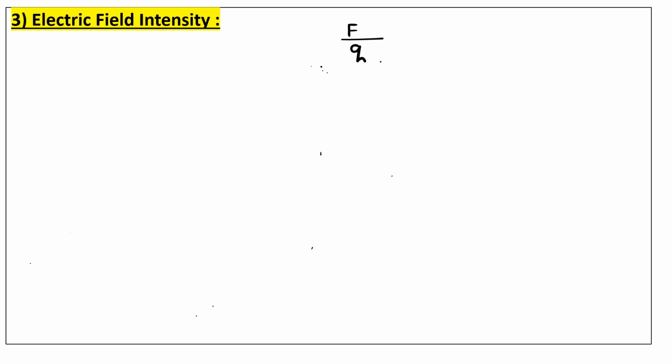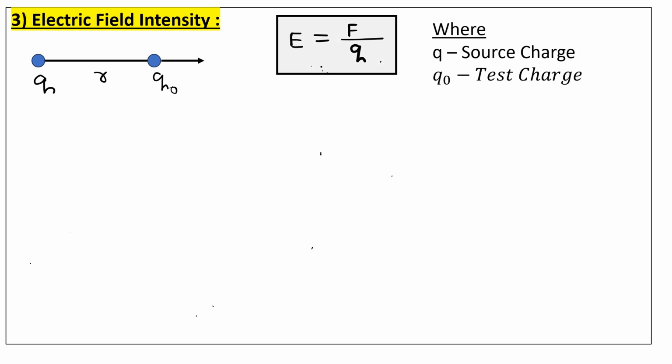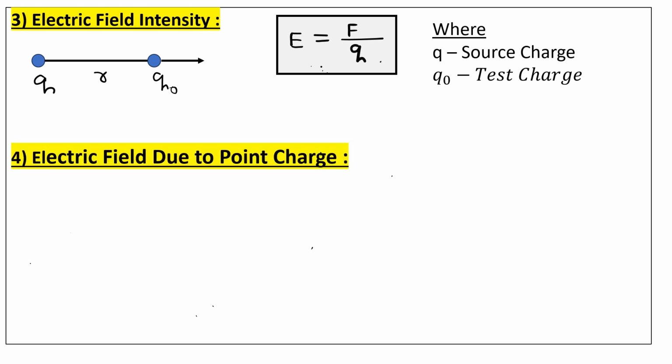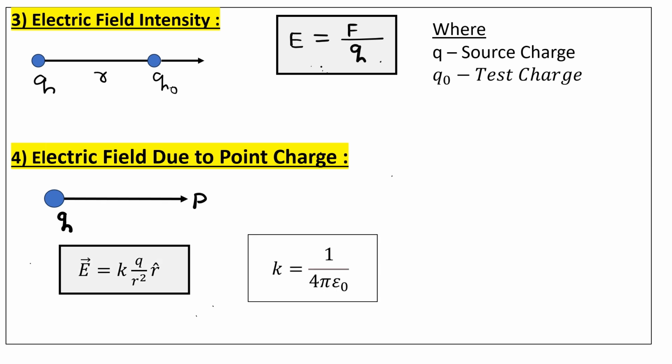3. Electric field intensity. E is equal to F by Q, where Q is equal to source charge. Q naught is equal to test charge. 4. Electric field due to point charge. Vector E is equal to K into Q by R square into R cap, where K is equal to 1 by 4 pi epsilon naught. This graph indicates E is inversely proportional to R.